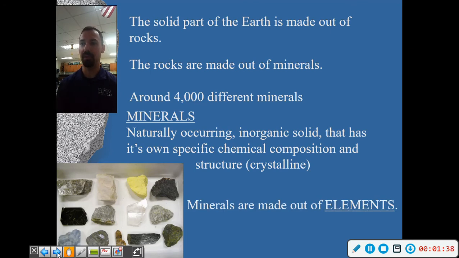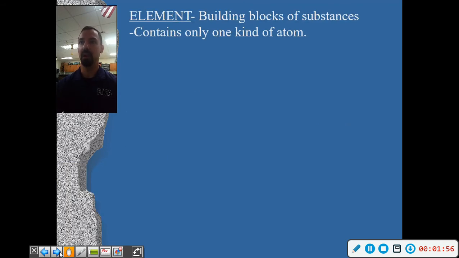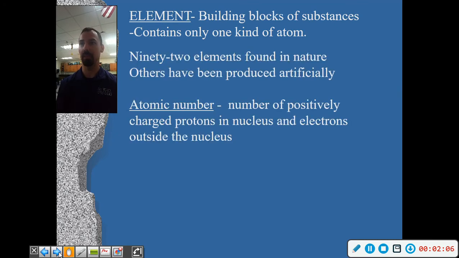Minerals are made up of elements, like those in the periodic table of elements, or mixtures of them. Some of them are going to have multiple elements in them, and some are going to be made of one element. Elements are the chemical building blocks of substances. There's only one kind of atom in an element, and that repeats over and over again. There are 92 elements in nature. Others have been produced artificially, so we're going to be looking at the ones found in nature.